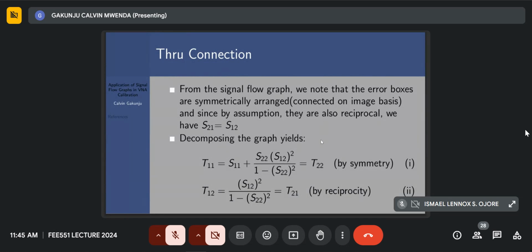So, noting those assumptions and applying the principles that Kerry had taught you, you'll come to this equation, and noting that the whole system is symmetrical, therefore T11 and T22 are equal. T11 and T22 are the overall S parameters for the through connection, but they're not the S parameters of the error boxes. And applying the same principles of signal flow graph analysis, you find that T12 is equal to this, and by reciprocity, it's equal to T21.